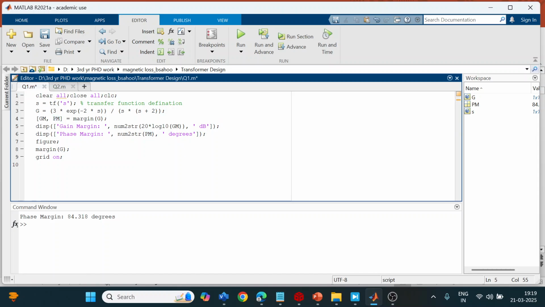You know that the magnitude plot will be written in 20 log. These are the things I have written just for displaying my graph. Then let me run it and we'll see what comes.